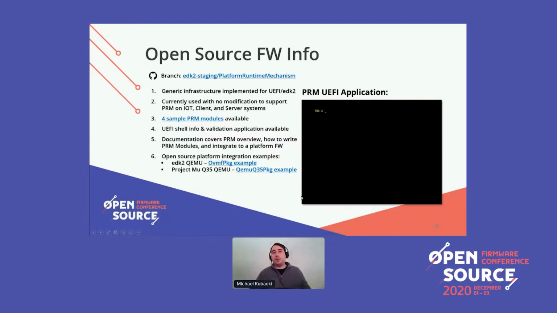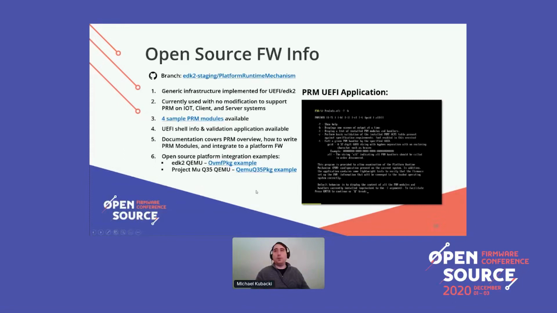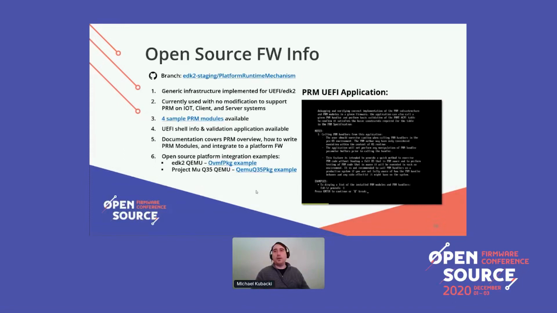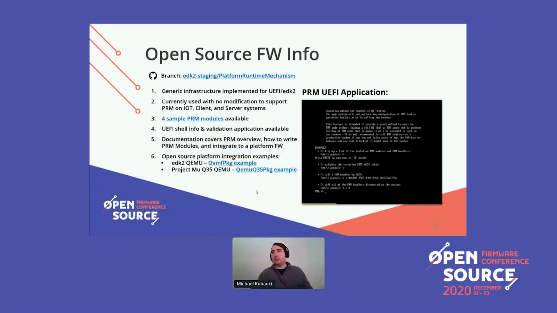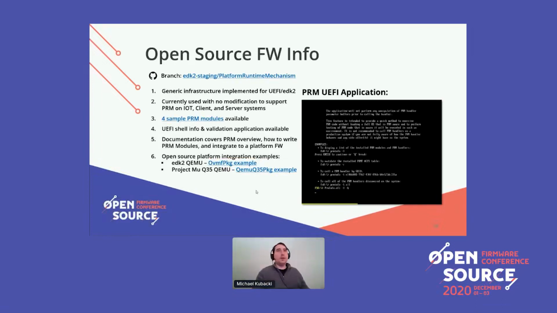So if you don't have a PRM aware operating system yet, you can take this shell application and make sure that your PRM modules are getting loaded by the infrastructure correctly, and you can execute your PRM handlers in this application. I'm just going to play an example of it, discovering what PRM modules are available on this system, and actually calling those handlers and getting the results back. This was done on QEMU, the open source emulator, over on the right.